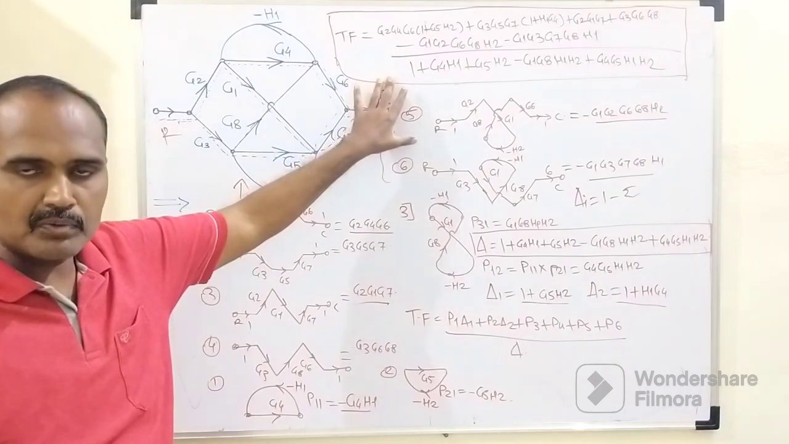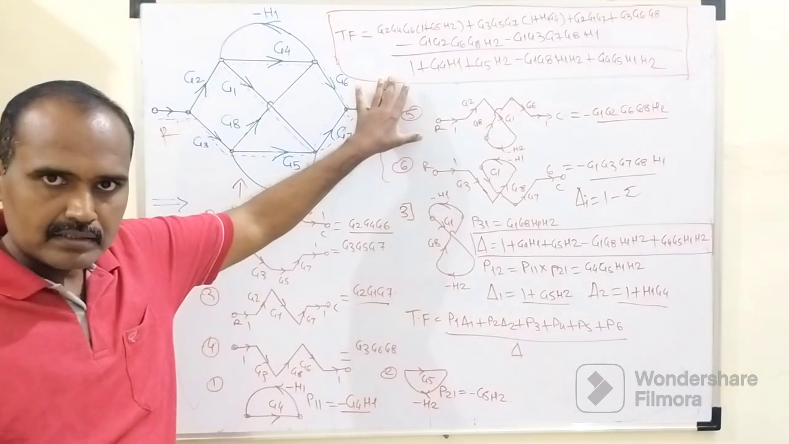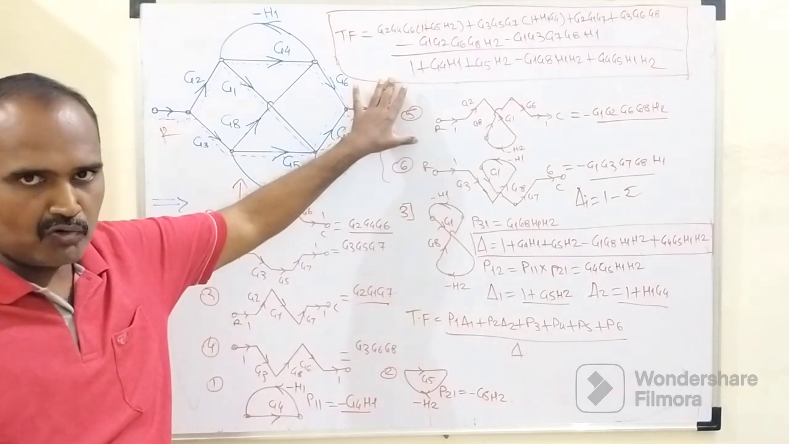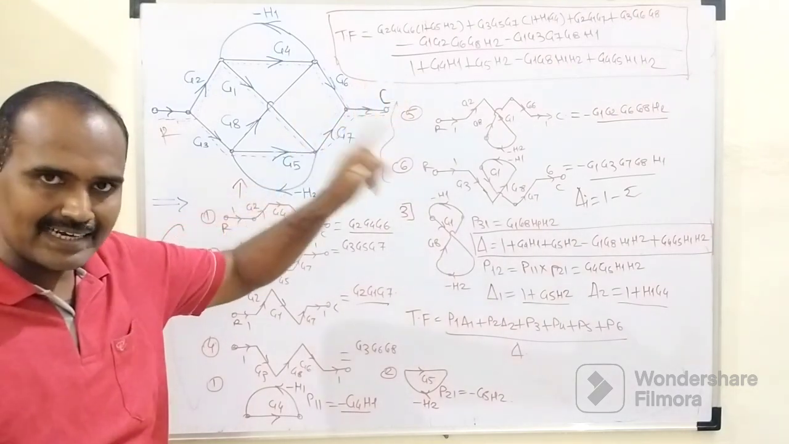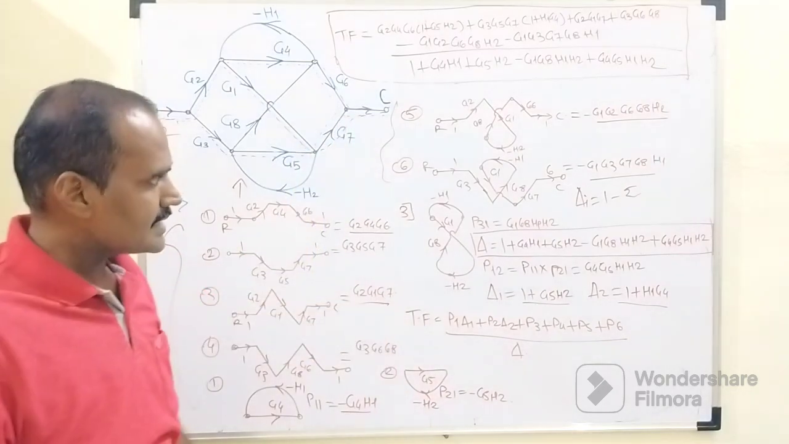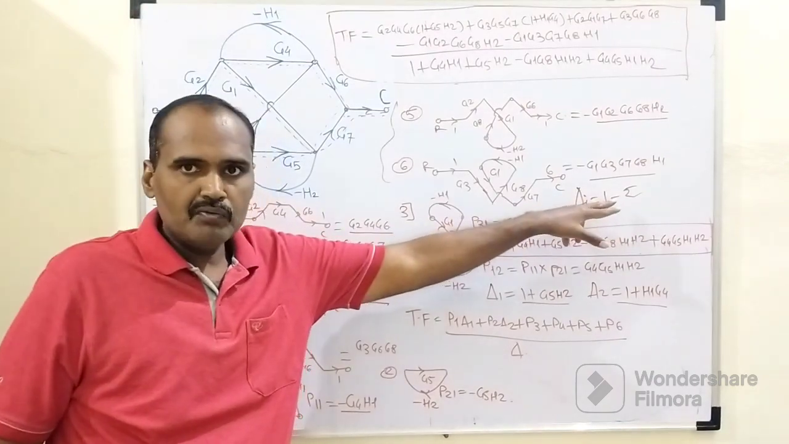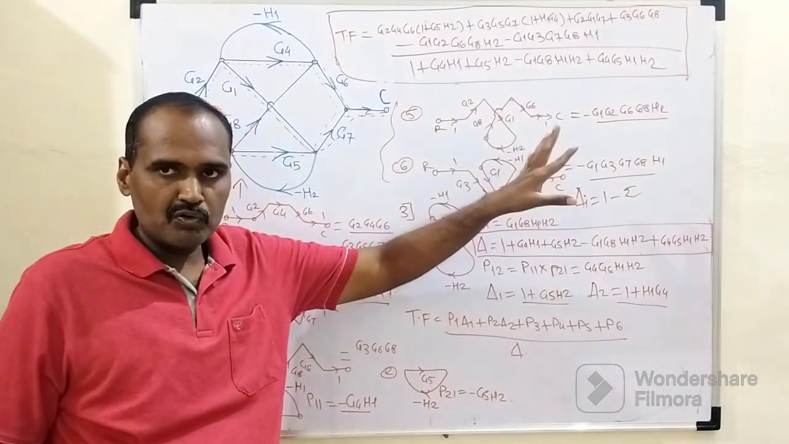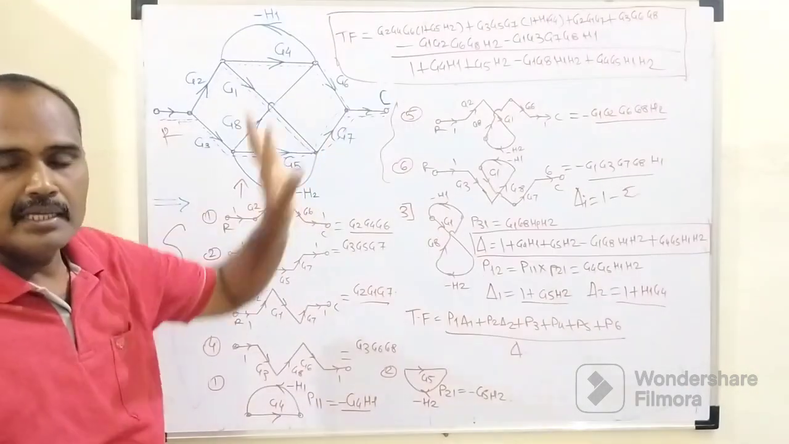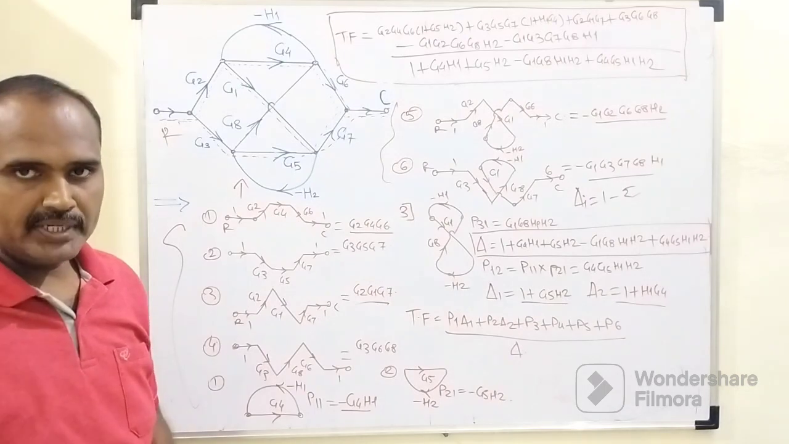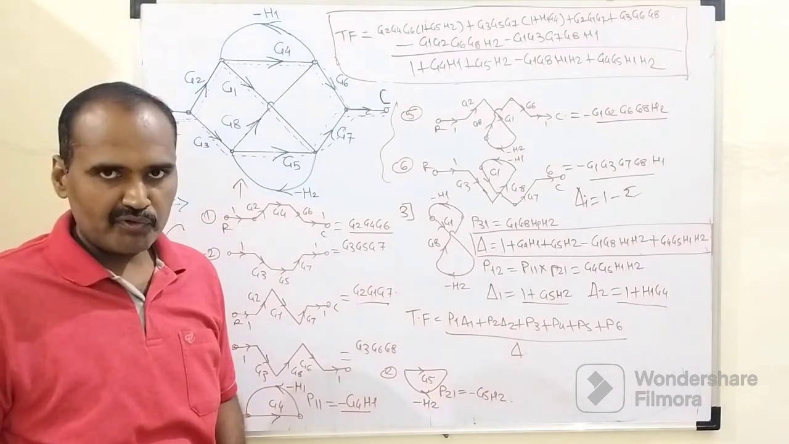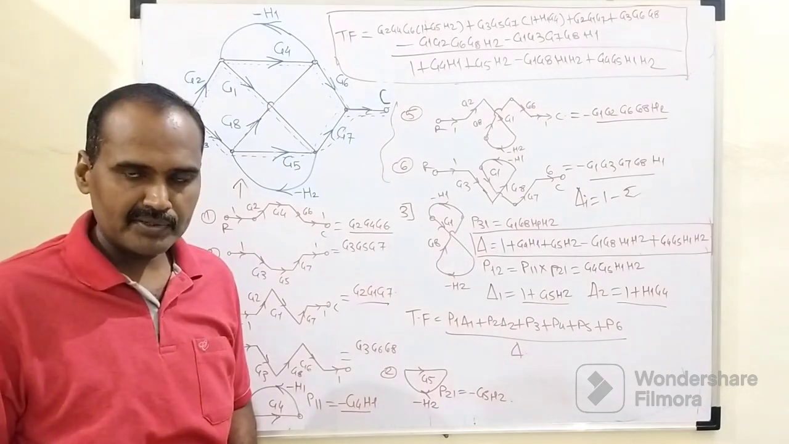So delta i is the 1 minus summation of all loop gains which do not touch that ith forward path. Whenever we consider delta 1, belonging to forward path number 1, delta 1 is 1 minus summation of all loop gains which do not touch forward path number 1. In this way all these parameters have to be tabulated, and finally this is how the transfer function is determined. I hope you understood all these things about Mason's gain formula used in the signal flow graph representation technique.